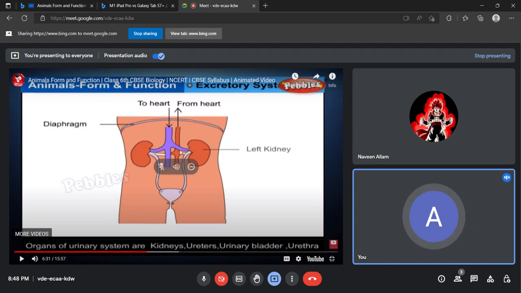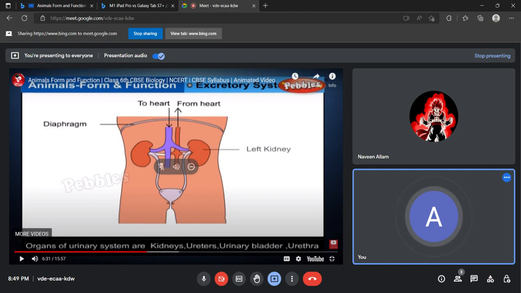And from the heart the oxygenated blood will come and go into this kidney. Then all the useless products will be filtered from it. That waste product, excess water, will be collected in this urinary bladder, which will temporarily hold the urine, and it will be excreted out in the form of urine through the urethra.